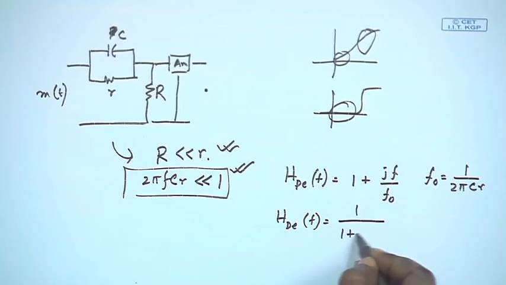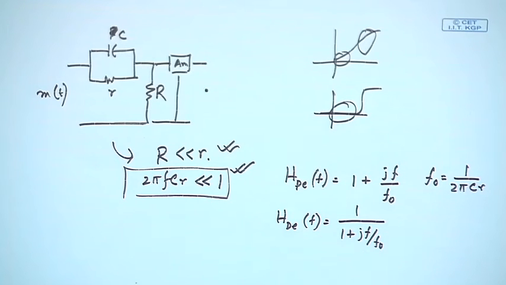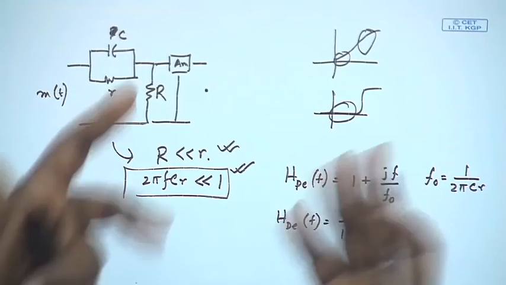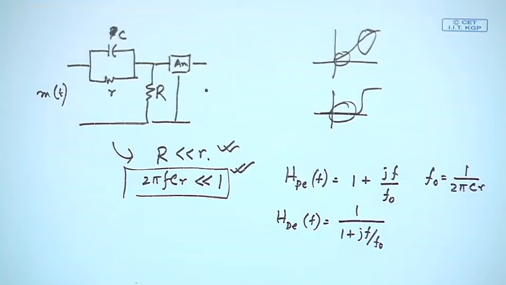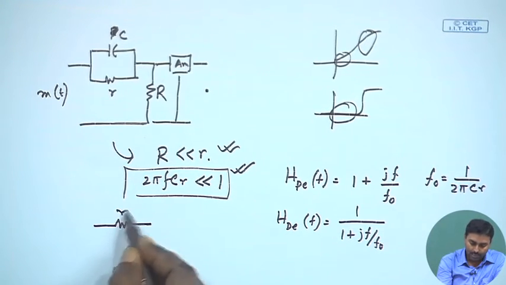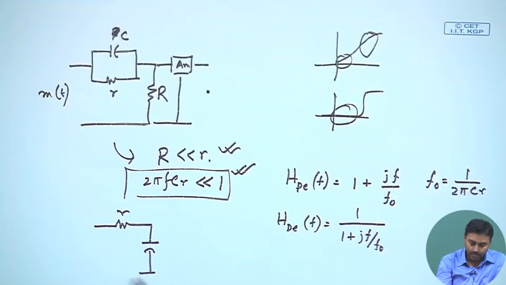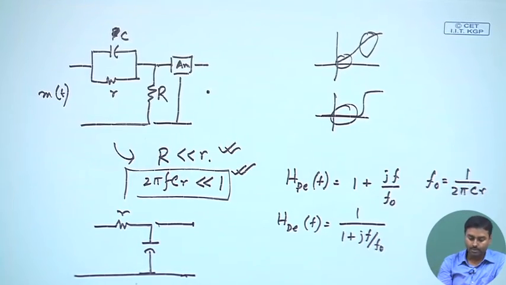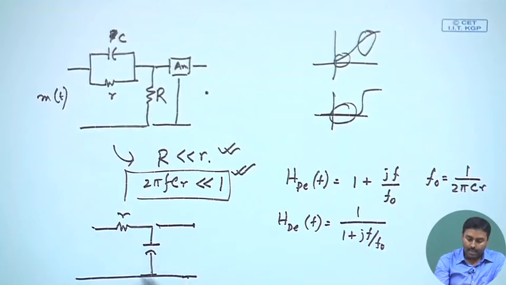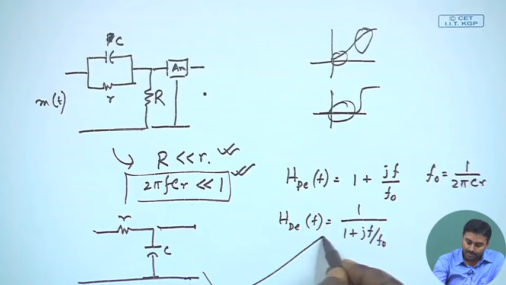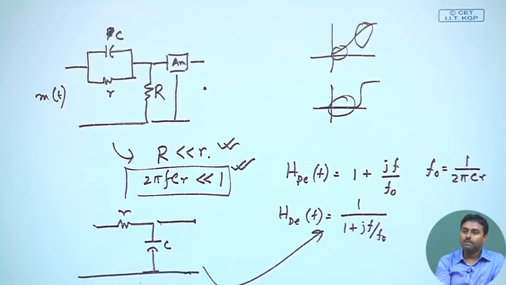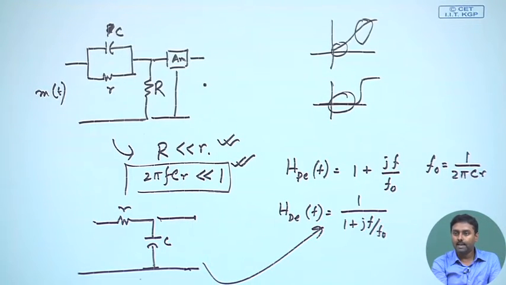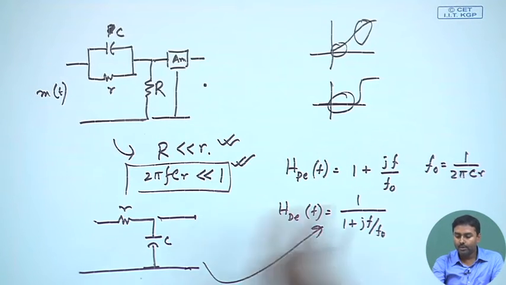So, 1 by 1 plus jF by F0. Of course, that should have a reverse characteristic, and fortunately that can be realized. If we just put R over here and C over here, it is the reverse thing, the low pass equivalent part. If I put that, this will have a transfer function. If you look at your filter designing skills, you will know that that should be the transfer function of this particular filter.